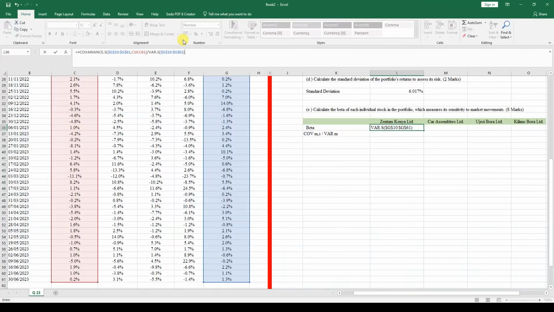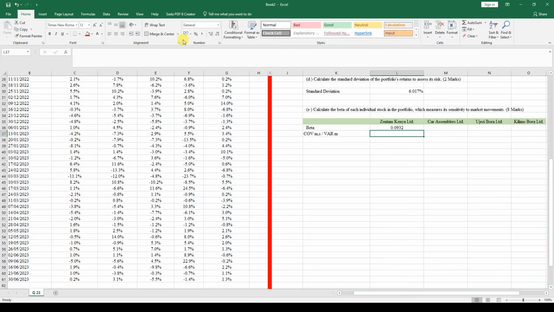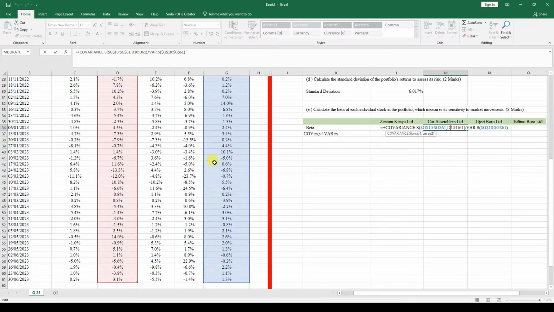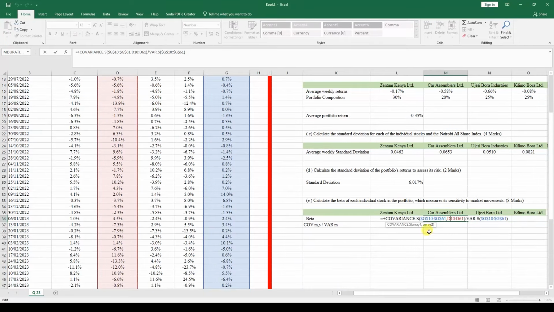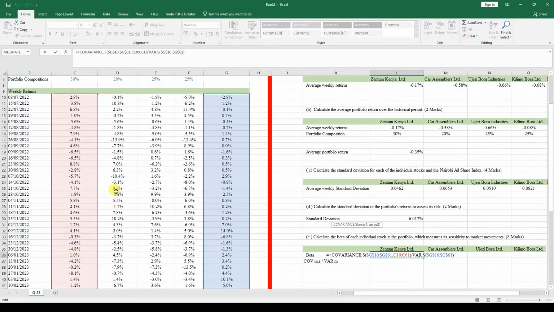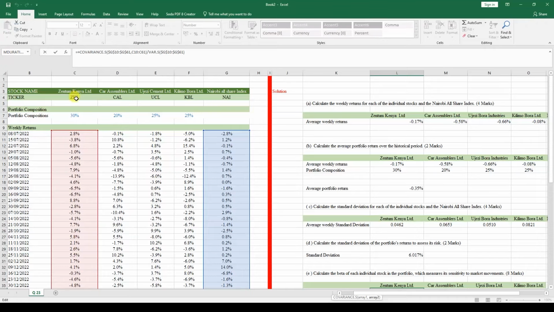There, that's our beta, 0.0932. And if you drag it towards the right, let's just confirm. Remember, we have locked covariance of the market, that's the purpose of locking it. Look, this one has moved from initially Zen Term to now car assemblers. You can check the previous one over here. You see it is now currently at Zen Term.